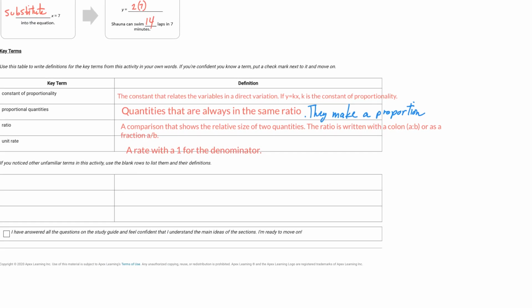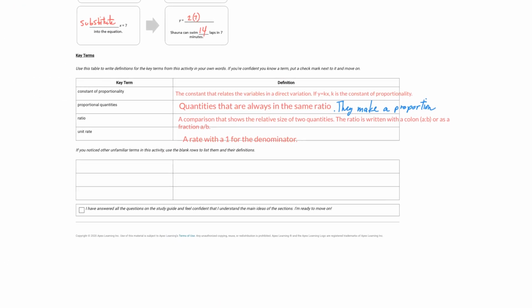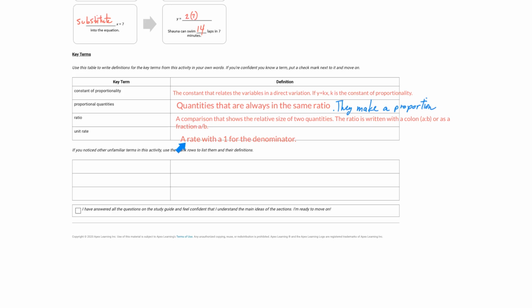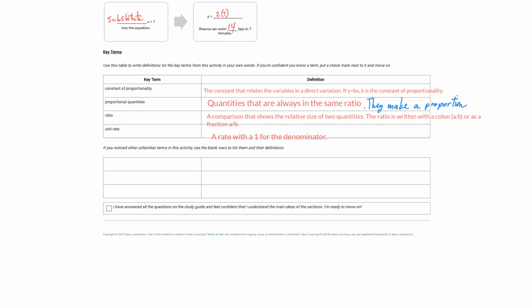And finally, the last one is, what is a unit rate? Well, a unit rate is really just a rate with a 1 for a denominator. Also, I'm going to link these two. I think you should do the same. The constant of proportionality and unit rate are always equal to each other, the same. If the constant of proportionality is 4, then the unit rate is 4. Okay, it's that simple.